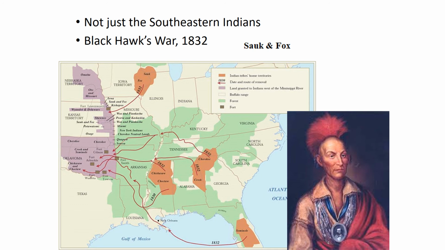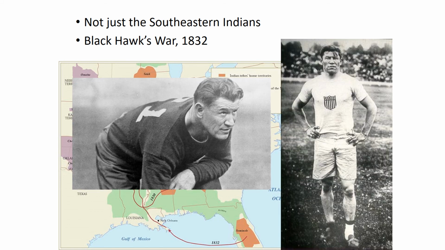A short war, significant because it led to the Sauk and Fox being removed to eventually Oklahoma. And if you've ever heard of Jim Thorpe, who was overwhelmingly voted the greatest athlete of the 20th century, he was from that tribe, from Oklahoma. He was a descendant of the people who had fought in this war to try to stay in their homeland.